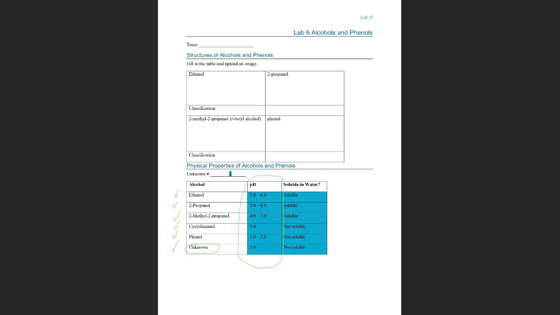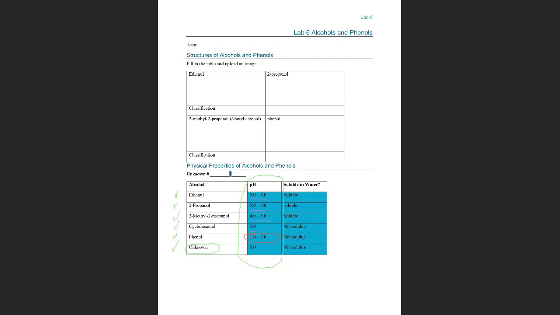Let's pay attention to just one thing. Let's read the data. The ethanol pH is between 5 and 6. 2-propanol, similar. 2-methyl-2-propanol, similar. Cyclohexanol, 5. And look at phenol. Phenol, 1, 2. There is a big difference.